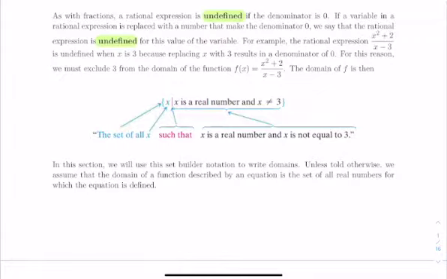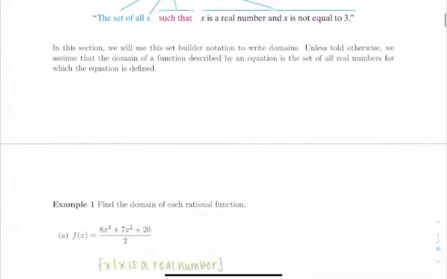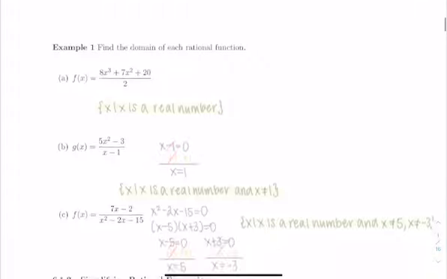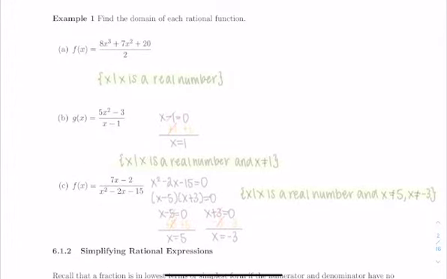For part A, f of x equals 8x cubed plus 7x squared plus 20 all over 2. No matter what the value of x, the denominator of f of x will never be 0 because it's already 2. So that means the domain of f is the set of all x such that x is a real number. This just means I can plug anything I want into our function and it will not break the function by giving us a denominator of 0.